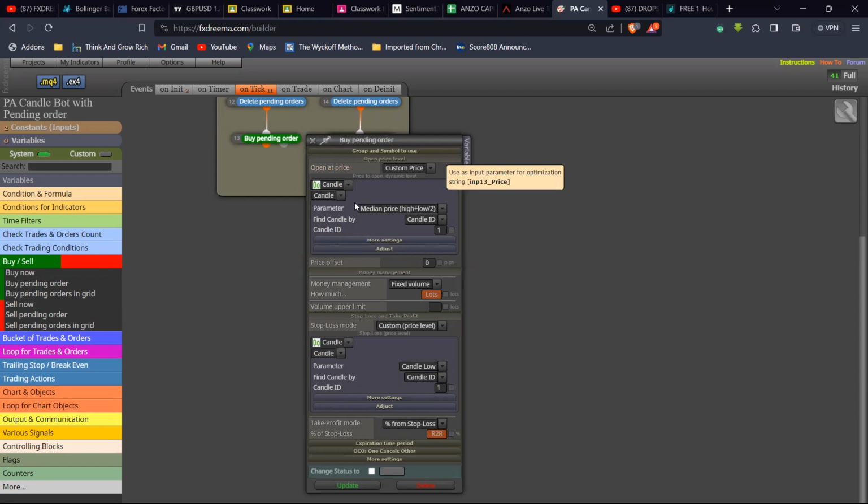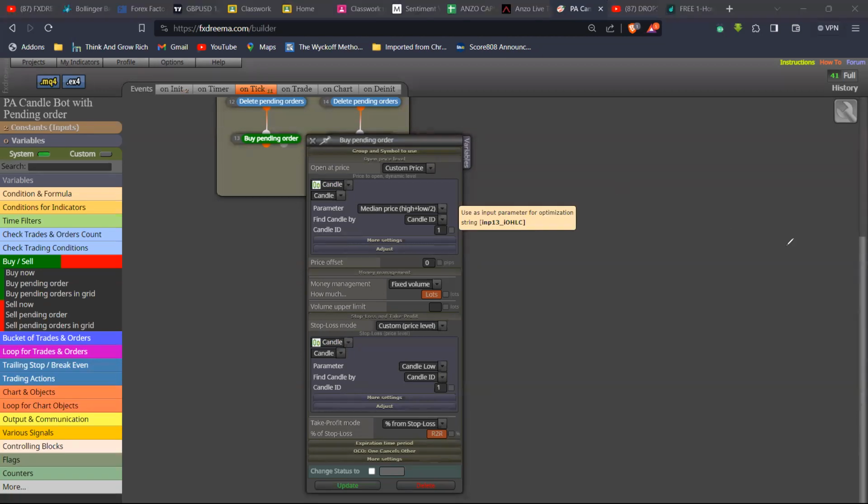And then how do we know the exact point that we want the trade to be placed? What we said is, we want our EA to look at the candle, look at candle ID 1. Now, why do we select candle ID 1? Remember that the current candle is candle ID 0. The previous one is candle ID 1.